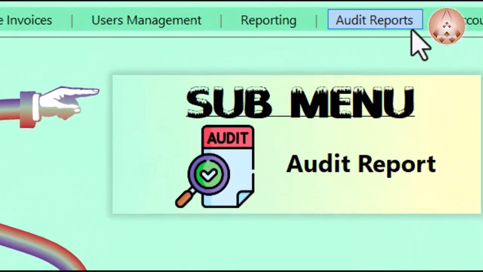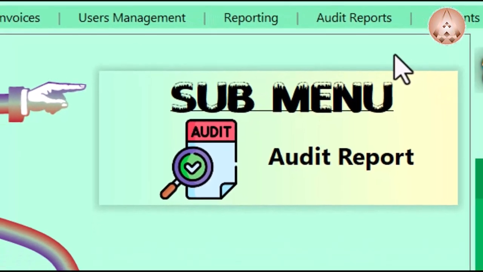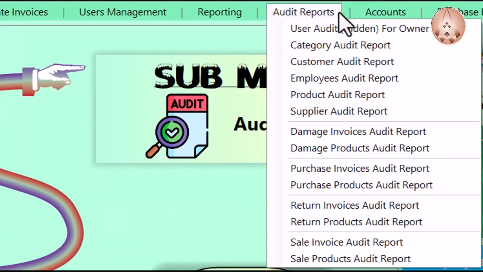So that's why I put the name audit with these reports, because with the help of these reports, you can analyze and examine the activities performed on those particular reports. So let's go to the first menu of the audit reports. User audit, hidden for owner only.